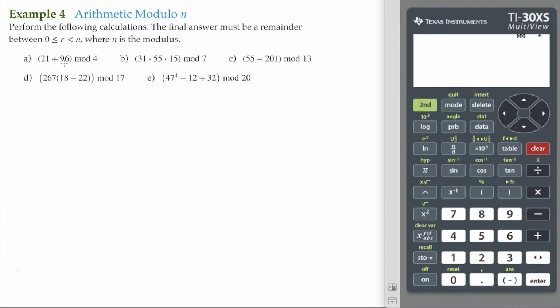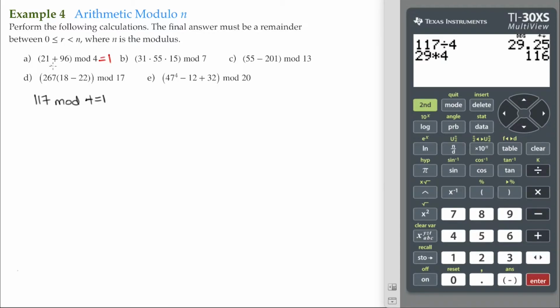21 plus 96, that's 117. So this is essentially saying 117 modulo 4. Well, we'll just do 117 divided by 4. We have a quotient of 29. 29 times 4, that's 116. That's going to give us a leftover, a remainder of 1. So 21 plus 96 modulo 4 is 1.